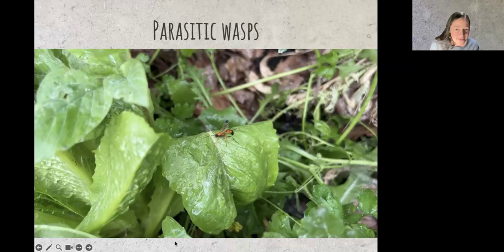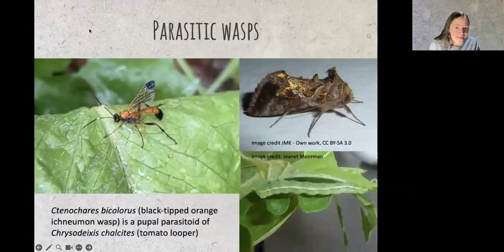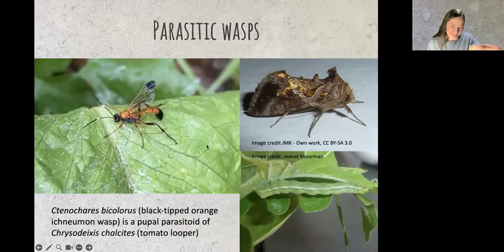And what I did with this one is I managed to get this photograph and then I was able to identify it. And what it turns out is this is a black-tipped orange ichneumon wasp. And it turns out to be the pupal parasitoid of the tomato looper. So this is in the tomato patch with some lettuces underneath that you saw in the video.